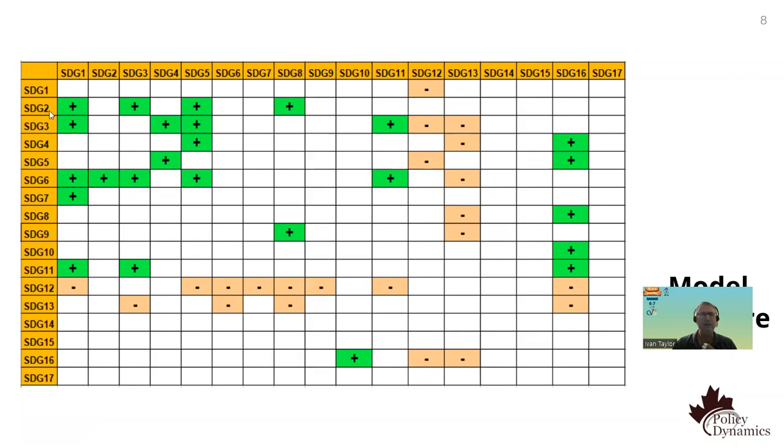So the plus sign means that they move in the same direction. However, it's a causal relationship, so this causes this to change. A minus sign means that they move in the opposite direction. So an increase in SDG 12 will lead to a decrease in SDG 1, and a decrease in SDG 12 will lead to an increase in SDG 1. So these move in the opposite direction, and they're causal in nature.